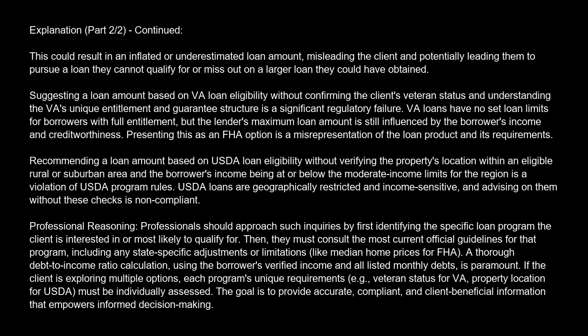Professional reasoning: Professionals should approach such inquiries by first identifying the specific loan program the client is interested in or most likely to qualify for. Then, they must consult the most current official guidelines for that program, including any state-specific adjustments or limitations, like median home prices for FHA. A thorough debt-to-income ratio calculation, using the borrower's verified income and all listed monthly debts, is paramount. If the client is exploring multiple options, each program's unique requirements, e.g., veteran status for VA, property location for USDA, must be individually assessed. The goal is to provide accurate, compliant, and client-beneficial information that empowers informed decision-making.